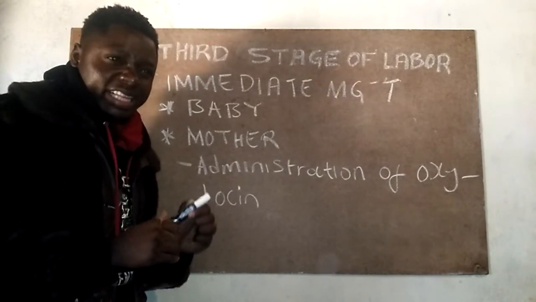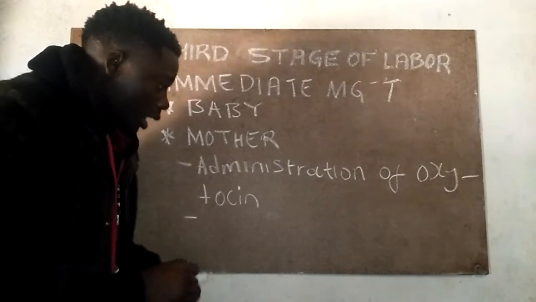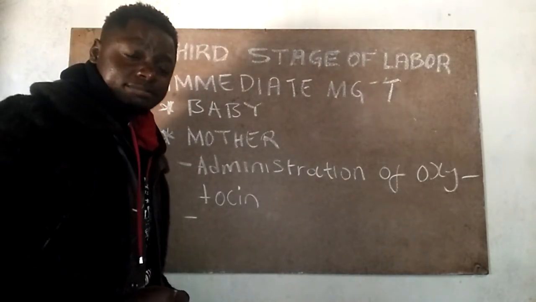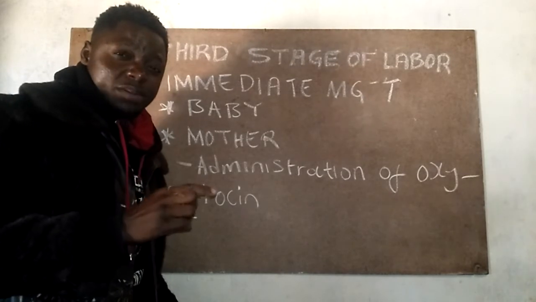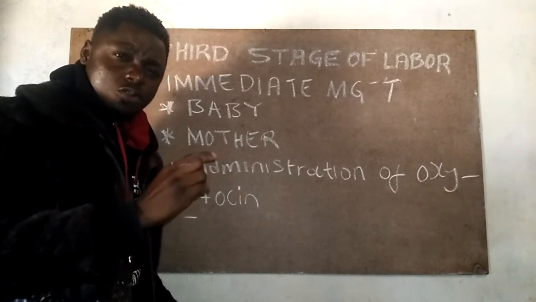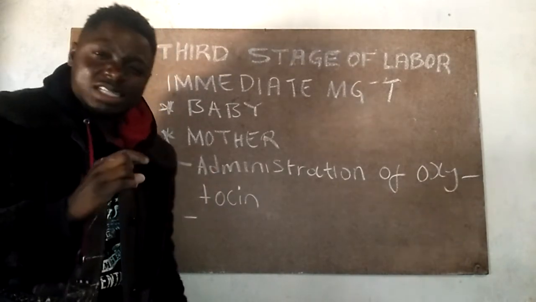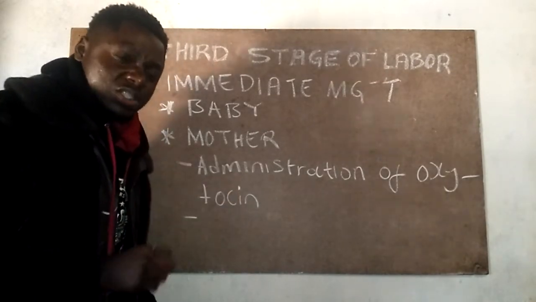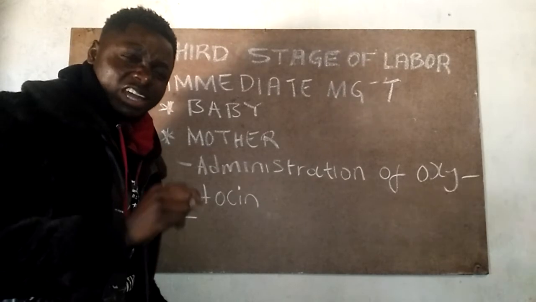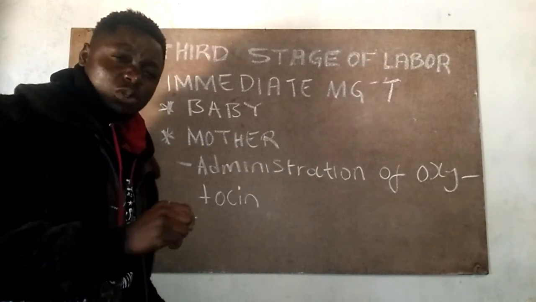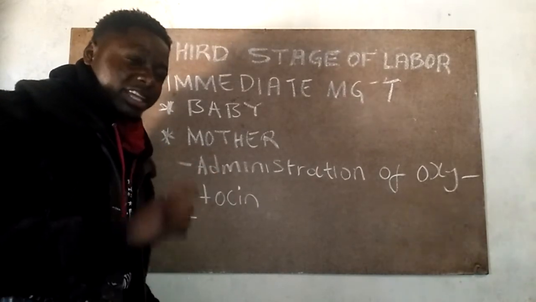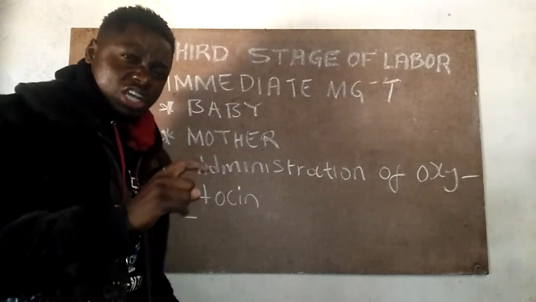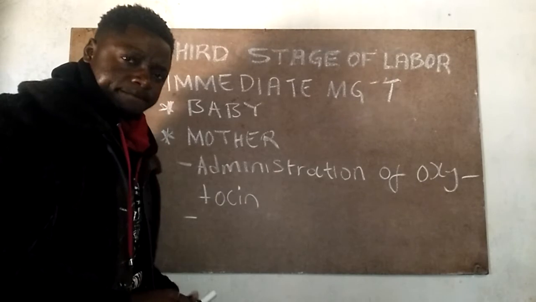If you are sure that there is no second twin, then administer oxytocin intramuscularly. But before you do that, explain to the mother that we are going to administer this drug, and what this drug is going to do: it's going to initiate contraction of the uterus so that we expel the placenta and its membranes and any blood clots. We prevent bleeding. Tell the mother so that she's aware of whatever procedure you are doing on her.